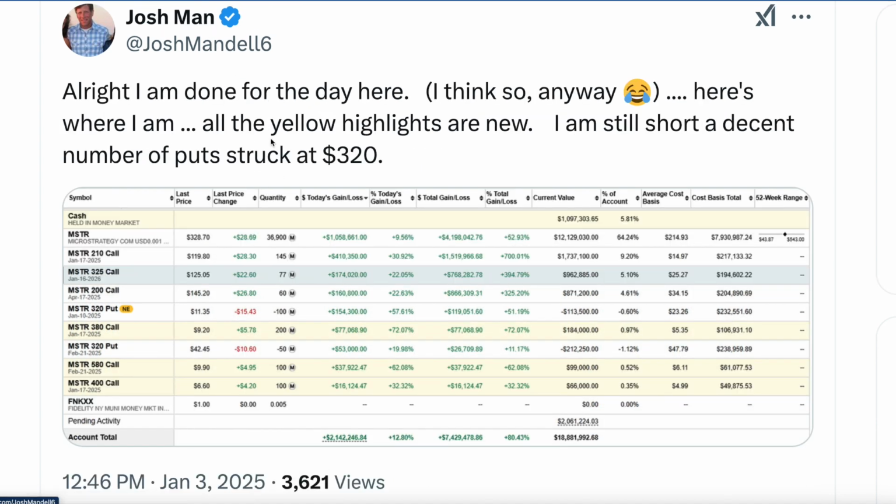And for today, what did he do? He entered into some of these new long call positions, and they're already in the money. Look at what he's making, crazy gains off 200 shares. Look at, like, Josh Man is killing this game. So shout out to him.